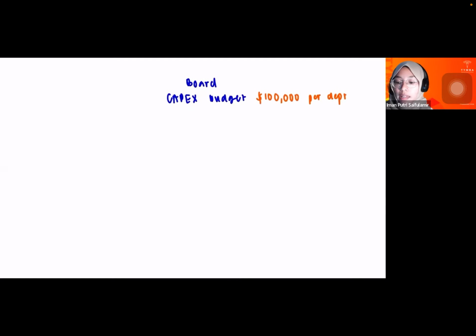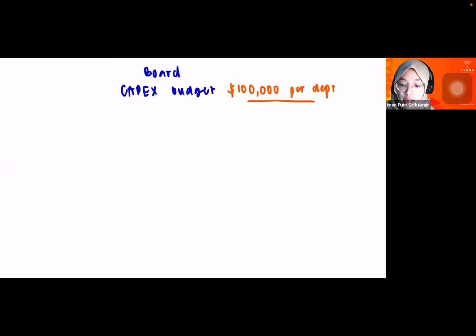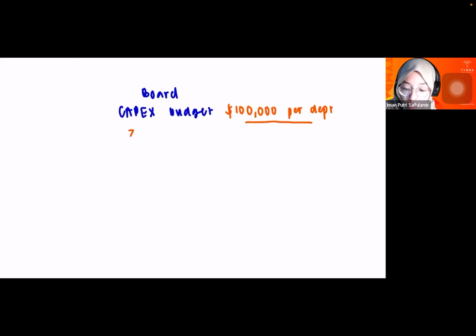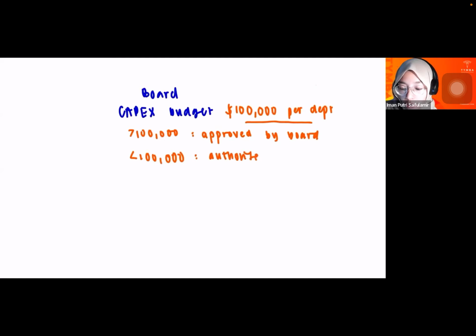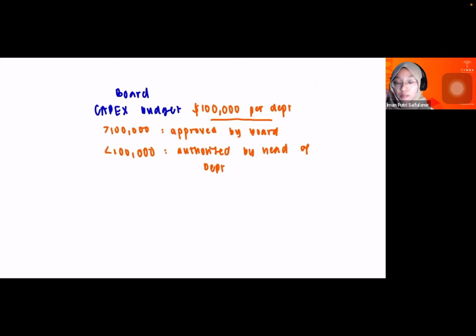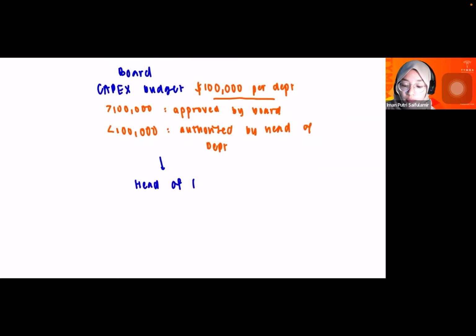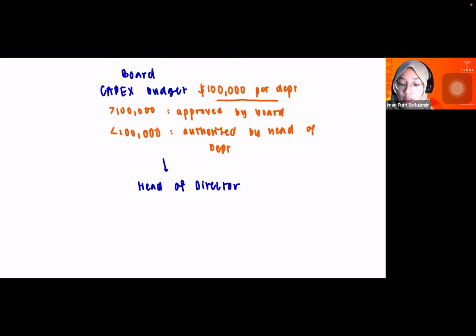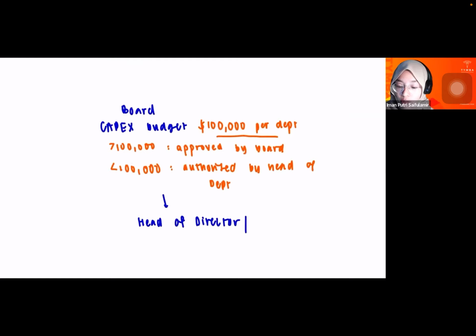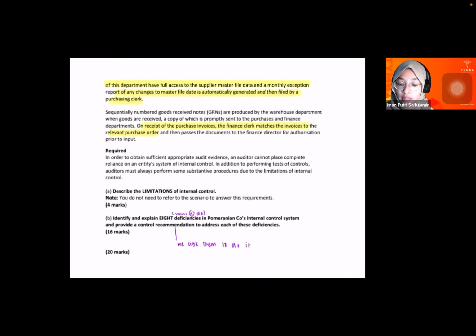Okay, and then maybe the board will also allocate a range. Let's say if any purchases are more than 100,000, it has to be approved by the board. Anything less than 100,000 maybe can be authorized by the head of department. So the board will set this budget, and then it's usually the head of the department or the director who will be the one authorizing this according to this budget. Okay, so head of department or the director usually.